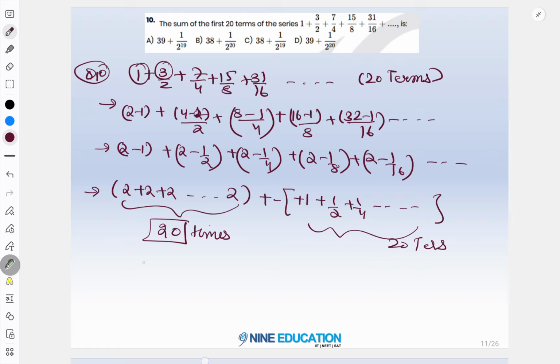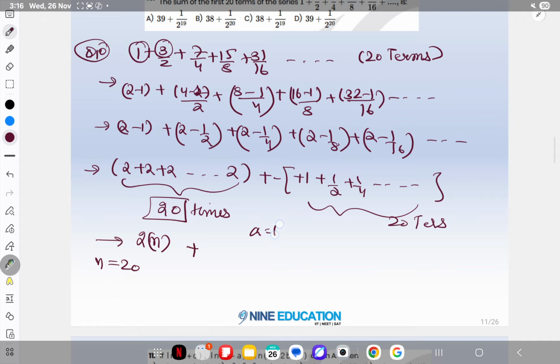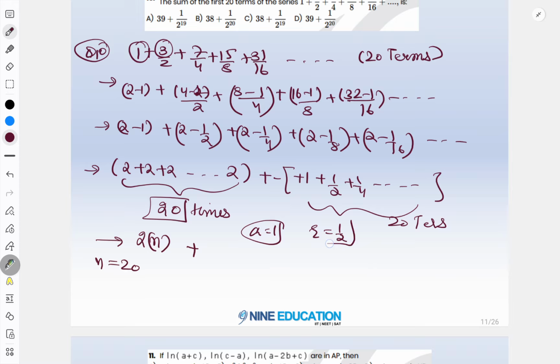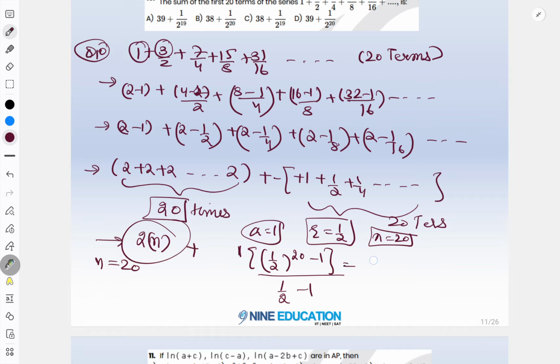So this sum is directly equal to 2 times n, where n is 20, and this sum is the sum of the geometric progression of 20 terms, where the first term is 1, the common ratio is 1 by 2, and the number of terms is 20. So let's write the sum: 1 into (1 by 2 power 20 minus 1) over (1 by 2 minus 1). That makes it 2 into 20, which is 40, plus (1 minus 2 to the power 20) divided by 2 to the power 20, (1 minus 2) by 2. So let's take that 2 here. So that is equal to 40.